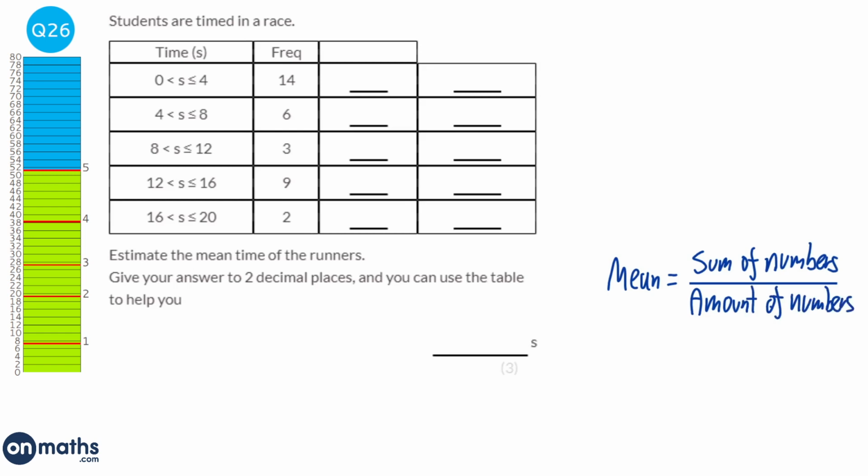Now, what this table is telling us is there are 14 students who got a time between 0 and 4 seconds. Now, it's absolutely impossible to work out what time those students got with the information in this table. So what we need to do is we need to assume they all got, say, 0 seconds or all got 4 seconds. And the fairest value to say that they all got is what we call the midpoint. And to find the midpoint, what you do is you add up the lower bound and the upper bound, so the highest value and the lowest value, add them together and divide by 2.